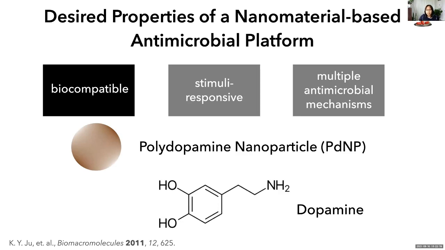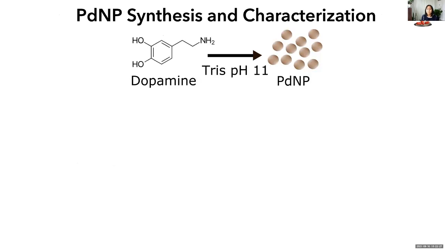This is bio-inspired, dopamine being a neurotransmitter that is already found inside the body. So we like working with this PDNP because it is so easy to synthesize in the lab. Basically, you just throw in dopamine monomers under basic condition, and then within an hour or so, you generate your nanoparticles.